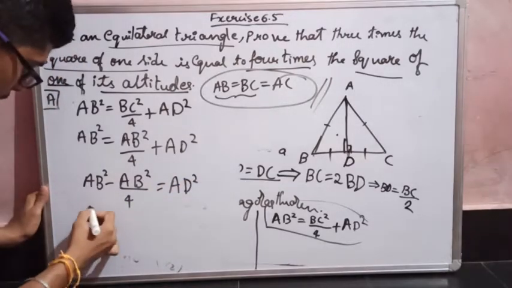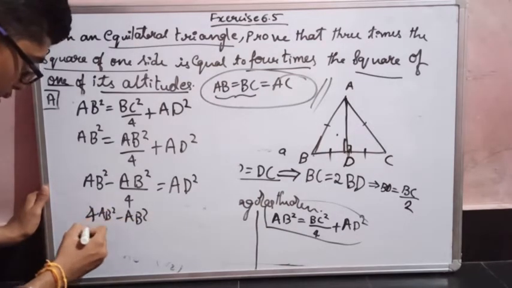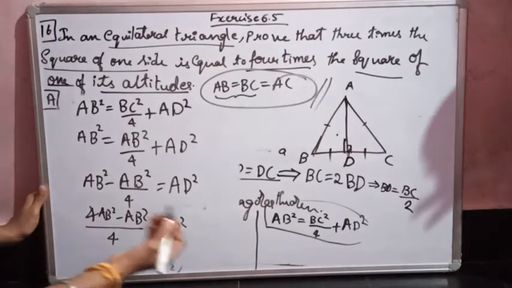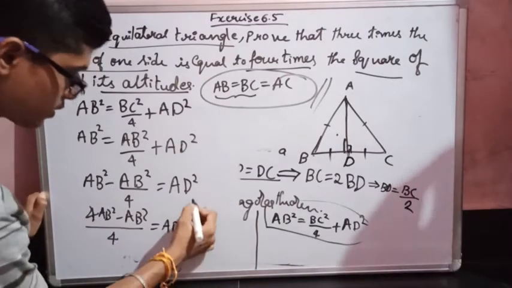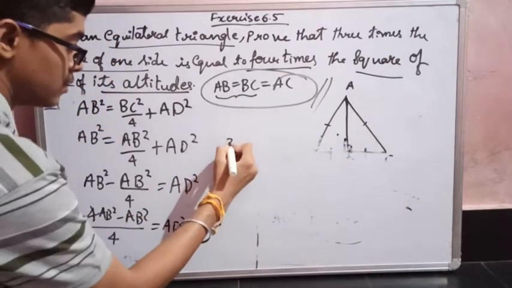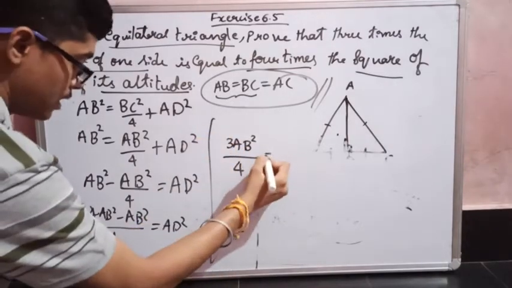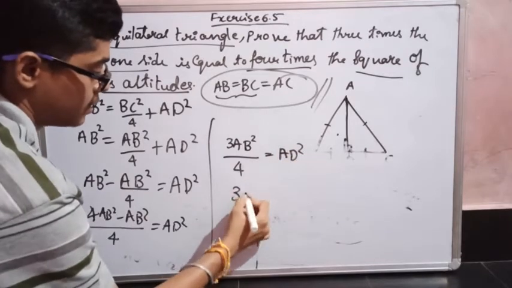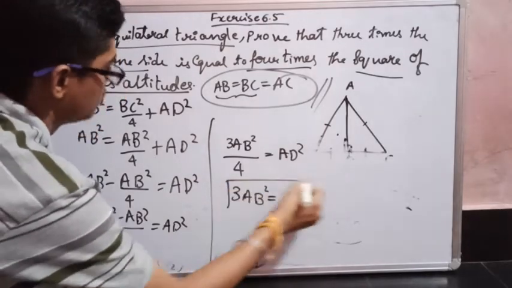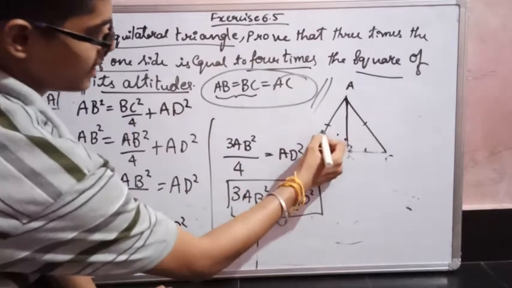If I take LCM over here, I will get 4AB square minus AB square divided by 4, which is equal to AD square. 4AB square minus AB square is nothing but 3AB square, right? 3AB square by 4 is equal to AD square, and 3AB square is equal to 4AD square. We have come up with the equation. Oh, the proof statement has been missed, right? Let me say that directly.